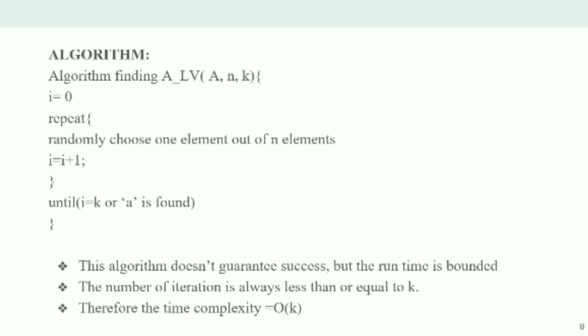Initially I is equal to 0, and we randomly select one element out of n. We take the index element. First trial, I is equal to I plus 1. We repeat the experiment until I is equal to k or the element is found. If either of these two happens, the loop will exit. Otherwise, we go to the next iteration. This algorithm doesn't guarantee success, but the runtime is bounded. That is, the number of iterations is always less than or equal to k. The time complexity of the Monte Carlo method is O of k.